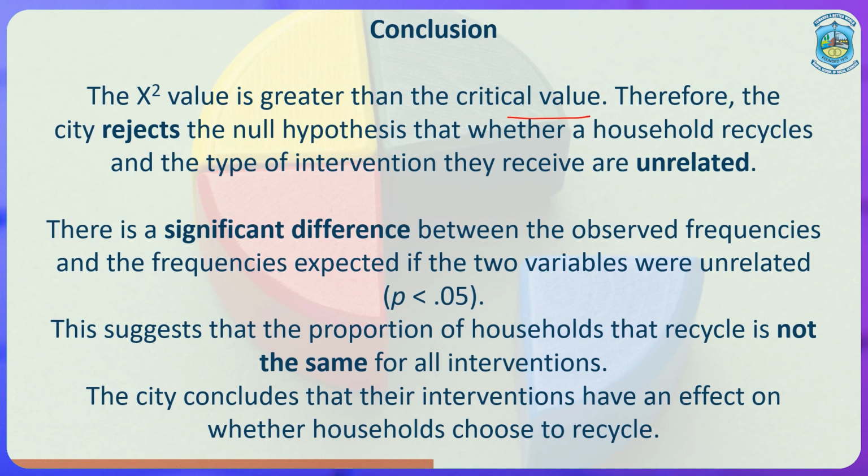Therefore, the city rejects the null hypothesis that whether a household recycles and the type of intervention they receive are unrelated. There is a significant difference between the observed frequencies and the frequencies expected if the two variables were unrelated. This suggests that the proportion of households that recycle is not the same for all the interventions. Therefore, we are rejecting the null hypothesis. Thus, the city concludes that their interventions have an effect on whether the households choose to recycle or not.